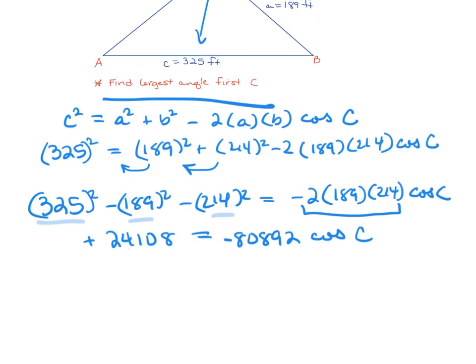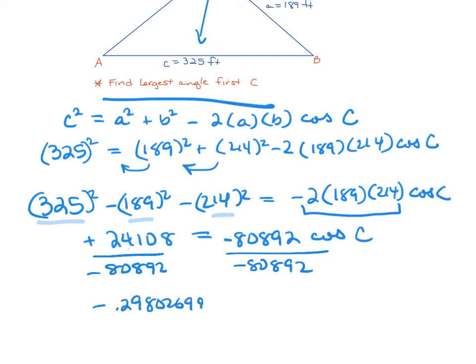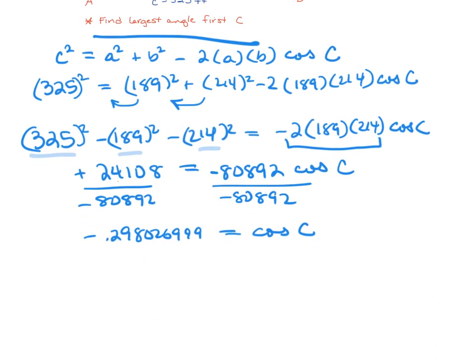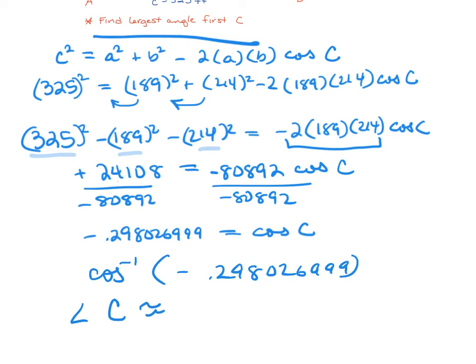All right, so now to isolate cosine of C, I need to divide both sides. And then this gives me negative 0.298026999 equals cosine C. Again, to find angle C, I'm going to do cosine inverse. Hit enter, and angle C is approximately equal to 107.3.